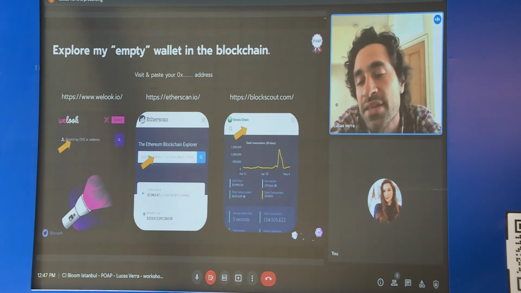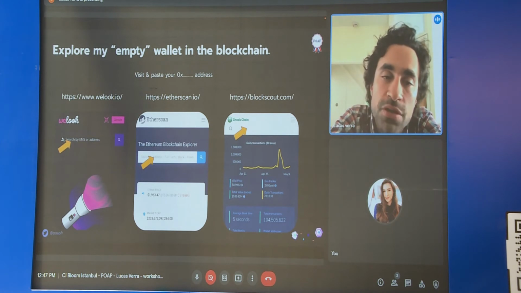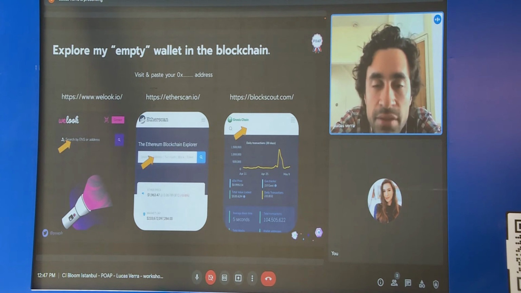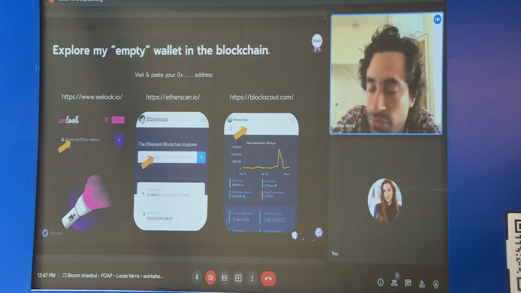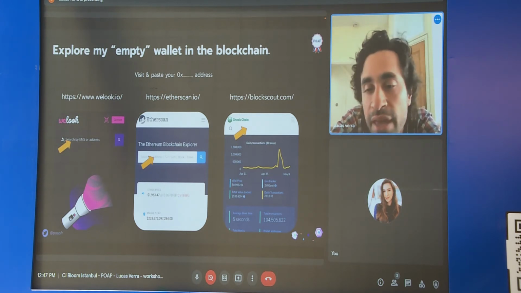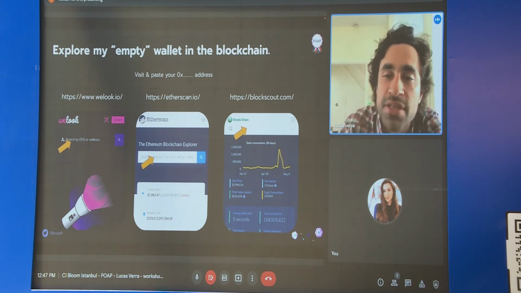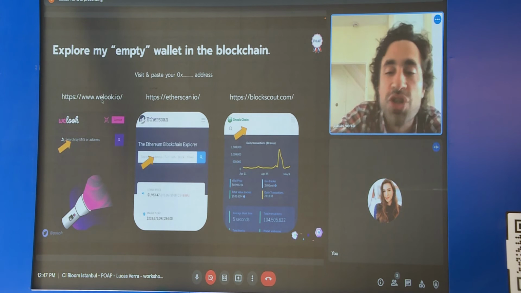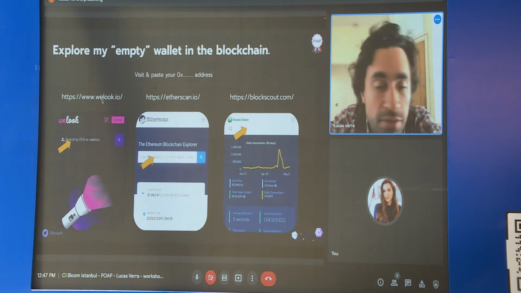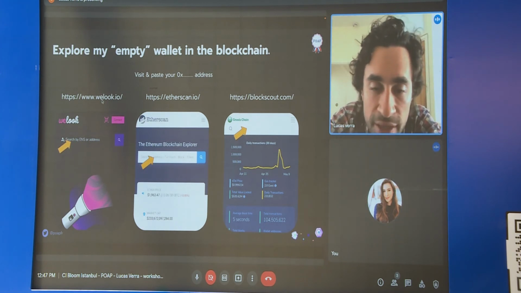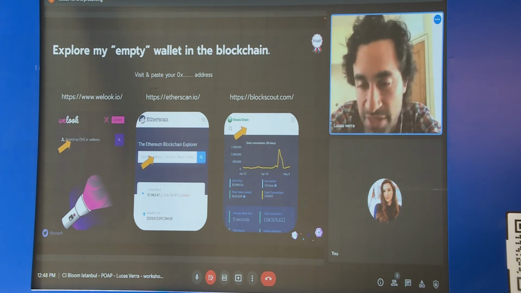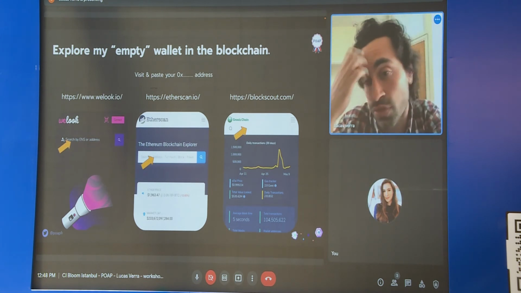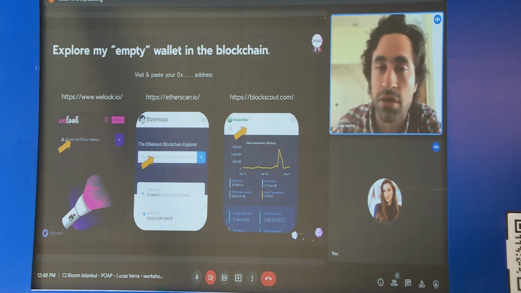Basically, this slide was about taking a couple of minutes to explore the blockchain and to understand that your new address exists and that some explorer like Etherscan or Block Scout or WeLook will check your new address. You won't find anything in it because there's nothing. But this wallet exists, which it didn't exist a couple of minutes ago.